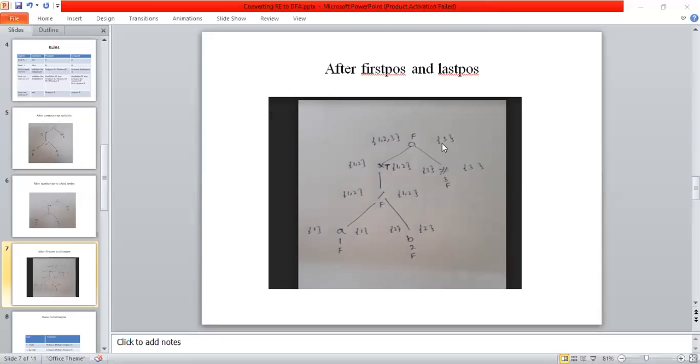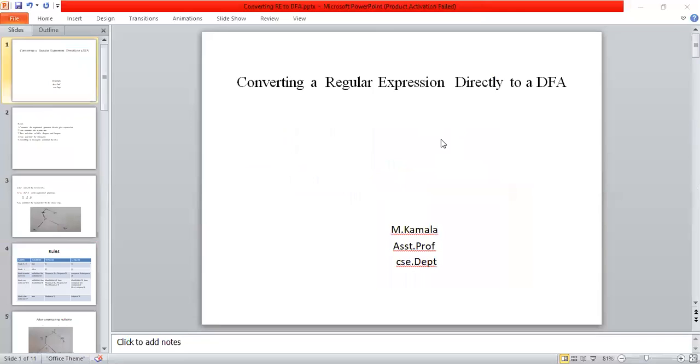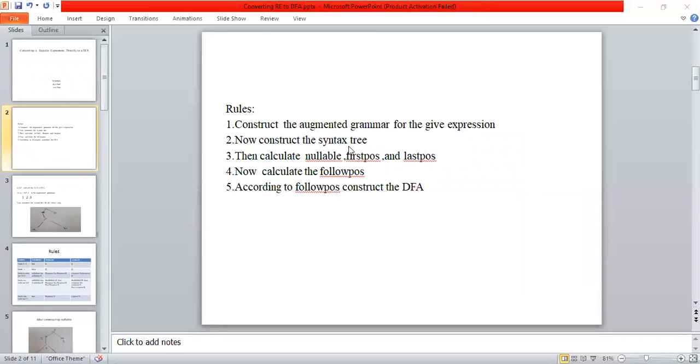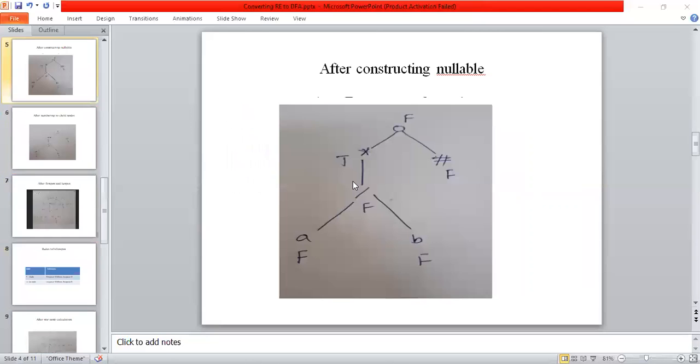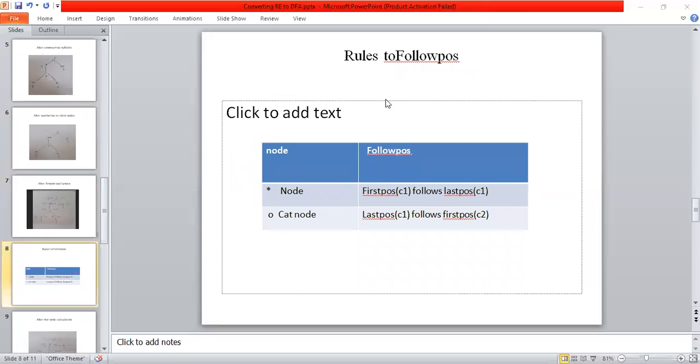Okay, so once first position and last position are over, then according to our rules, here I constructed the augmented grammar, the syntax tree is also over, nullable is over, first position and last position are over. Now I'm constructing the fourth rule. The fourth rule is nothing but constructing follow position. Now how to construct the follow position? Okay, so these are the rules. To construct follow positions, we are considering only two nodes in the entire tree. One is the star node, another one is the cat node.